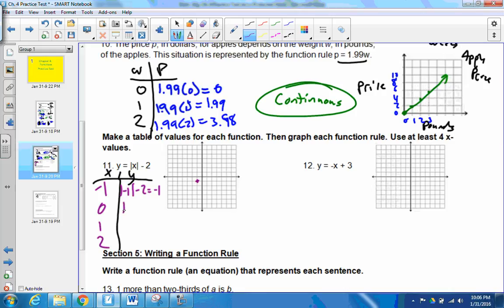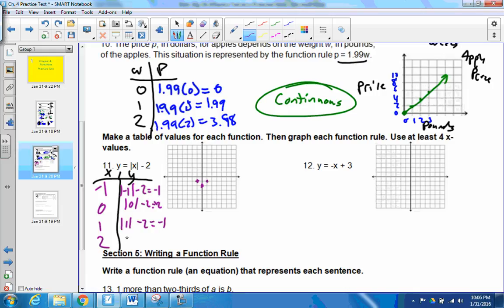Let's plug in 0. Absolute value of 0 is 0. Minus 2 would be -2. So 0 over and down 2. There we go. Alright, next one. Absolute value of 1, minus 2. So that's +1 still. Always making it a positive. Minus 2 would be -1. So we have 1 over and down 1.